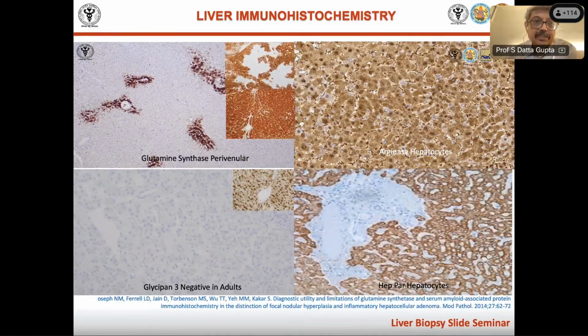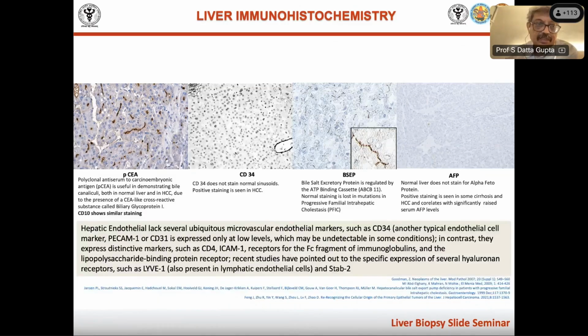Okay, you see this is the map-like pattern of glutamine synthetase in focal nodular hyperplasia of the liver. There also, you get map-like because there are abnormal vessels. Very good. This is diffuse in hepatocellular carcinoma, right? So remember these are the other enzymes that are used. These are urea cycle. Then for bile canaliculi, you can do polyclonal CEA, not monoclonal.